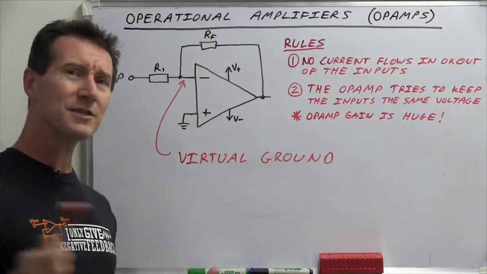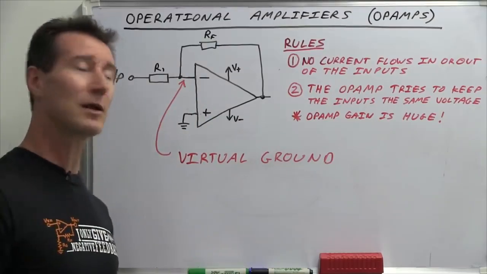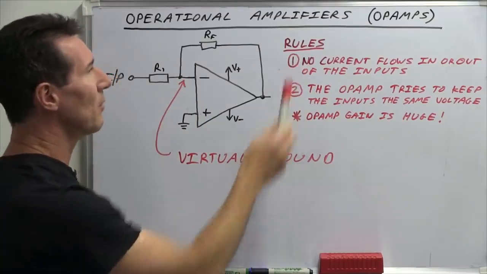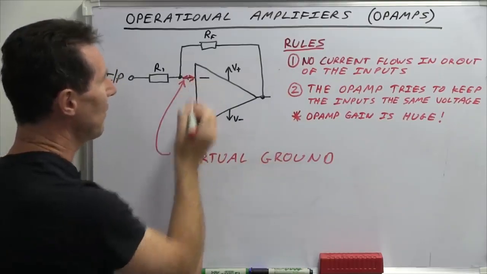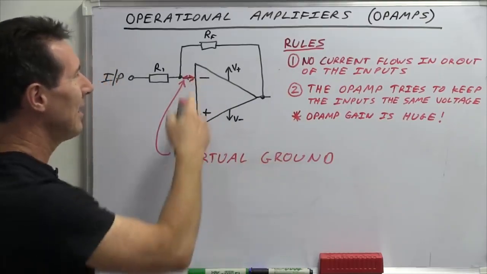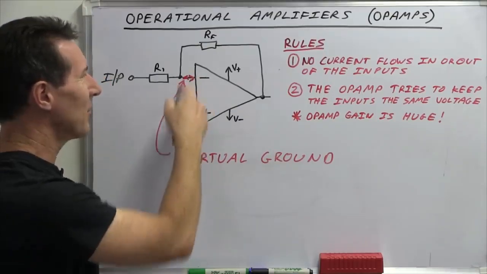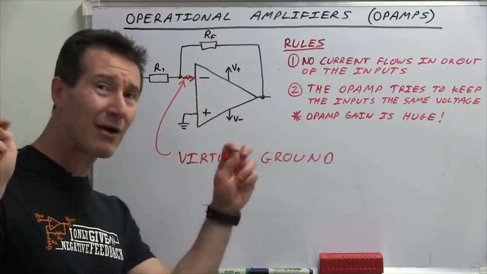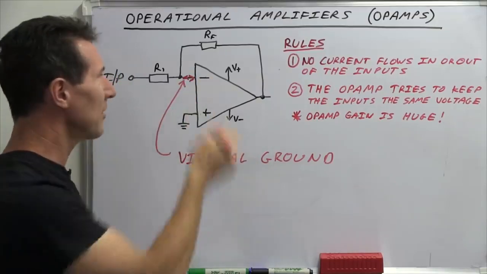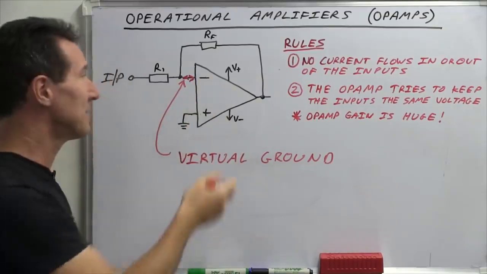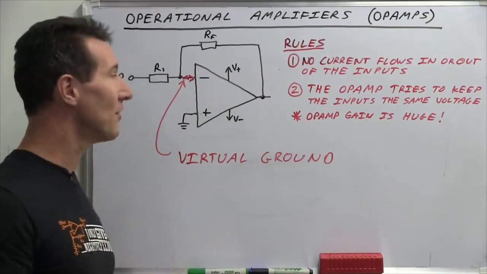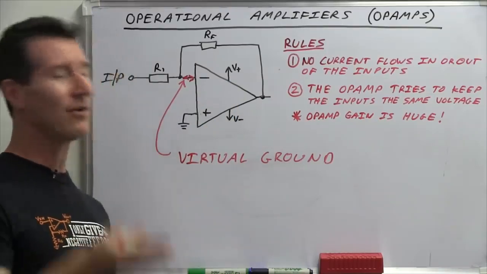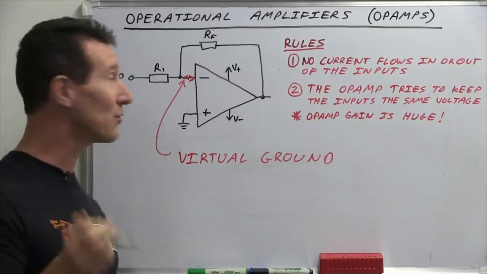So this seems almost like a pointless circuit. Because look at rule number 1. No current flows in or out. So there's no current flowing in or out of that pin, and it's ground. We've got both pins grounded and no current flows in or out. It's almost as if, what's the point of having an op amp? It's a very confusing concept, but once you grasp it, you go, oh, that's easy, and it's quite brilliant.